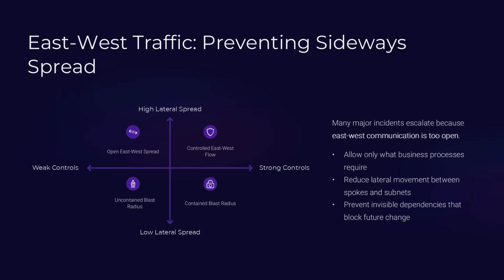With routing framed correctly, you now address east-west traffic, meaning traffic between workloads inside your environment. Many major incidents become major because east-west communication is too open. Your architecture should deliberately control sideways movement between spokes and between subnets, allowing only what is needed for business processes. This is how you reduce blast radius. Leaders understand this as containment. Architects understand this as keeping the platform evolvable, because open east-west connectivity creates invisible dependencies that later block change.